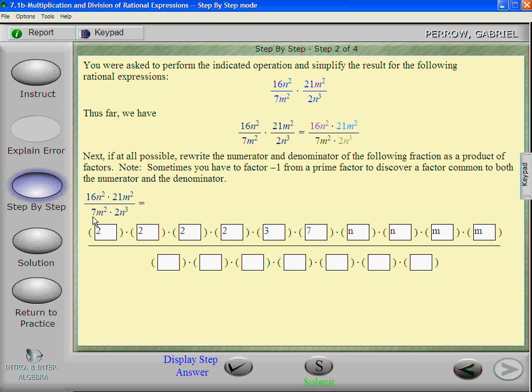Okay, and then on the bottom, I've got a 2 and a 7. I like going from smallest to largest, just as a habit. And then, well, I should have done it alphabetically before, and I've got 3 of those, either way. And then 2 m's on the bottom.